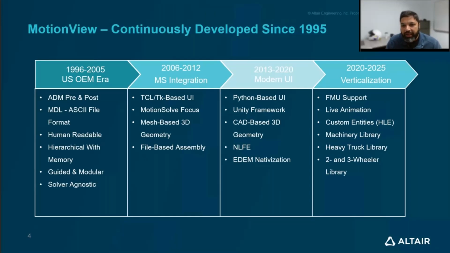So since 2020 up till present day, we are focused on what we call verticalization, which means dedicated libraries for various industries and various applications. So as an example, in addition to the car and small truck library, which has been in development since 1995.